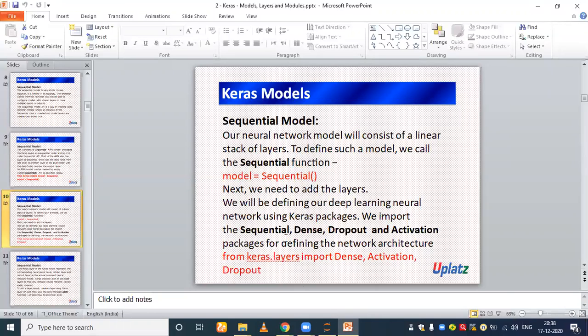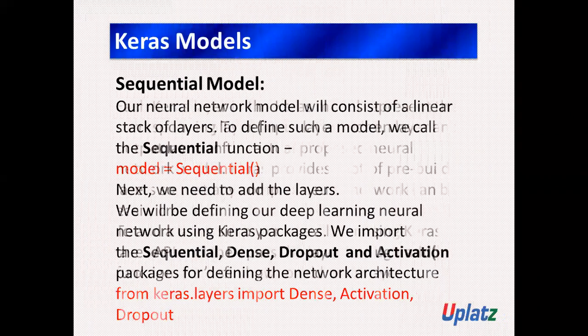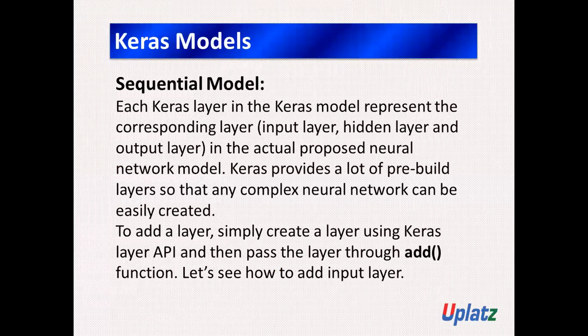Now let's see the next thing. You might think, what is this? Don't worry, I will explain that also. Now see, each Keras layer in the Keras model represents the corresponding layer, input layer, hidden layer, and output layer, in the actual proposed neural network model.